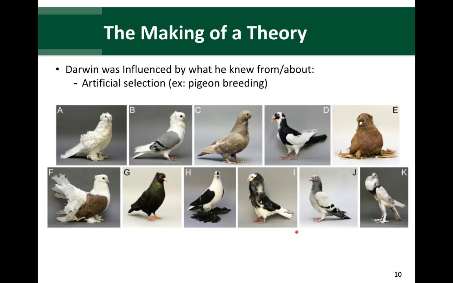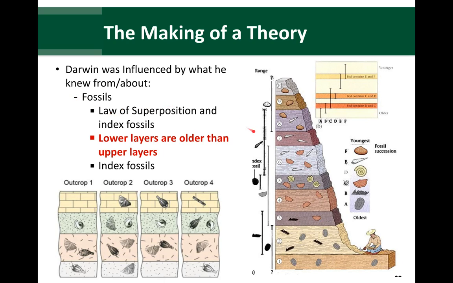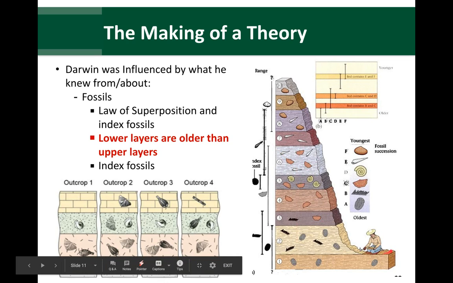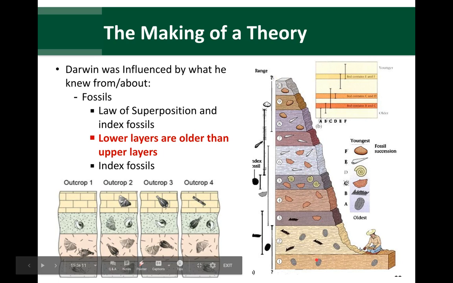Not only was he influenced by his knowledge of this, he was also influenced by what he knew about fossils. So we discussed already about how the lower we are in the fossil layer, the older the fossils, the higher we are in the fossil layer, the younger the fossils. And each one of these is a fossil layer, or what we can say is a stratum, and the plural is strata. We could also use what are called index fossils.